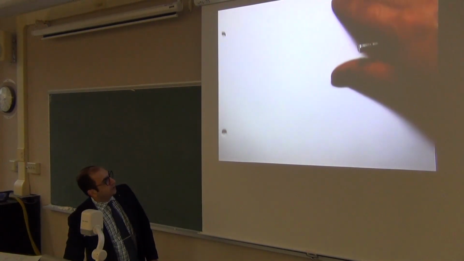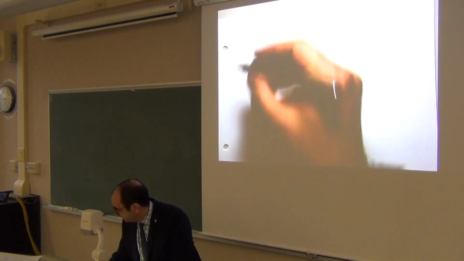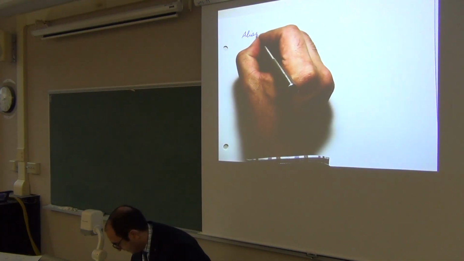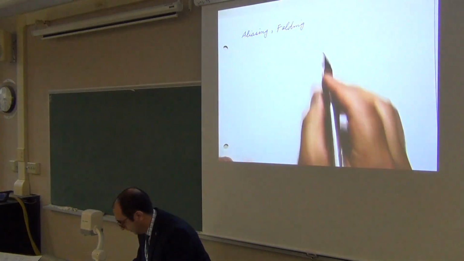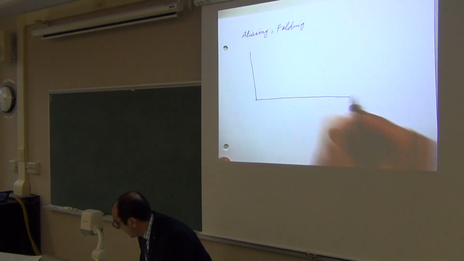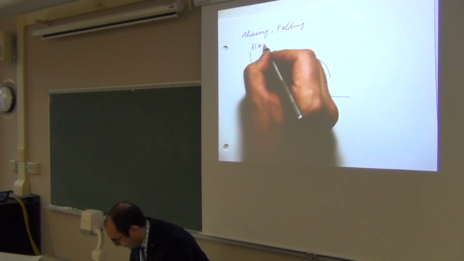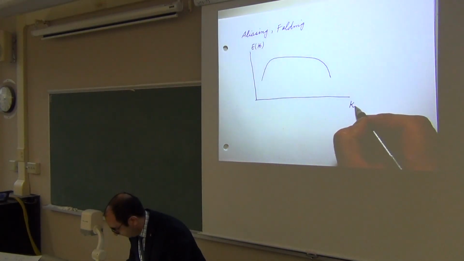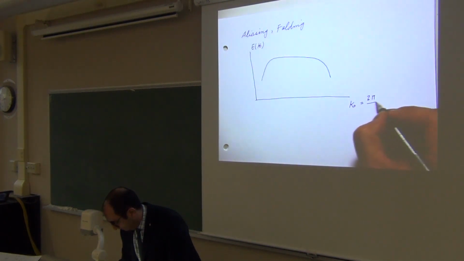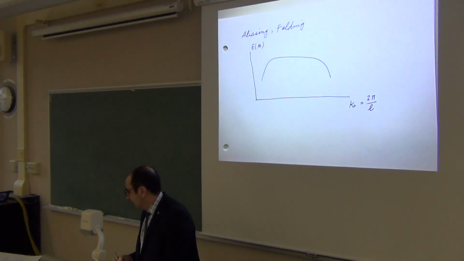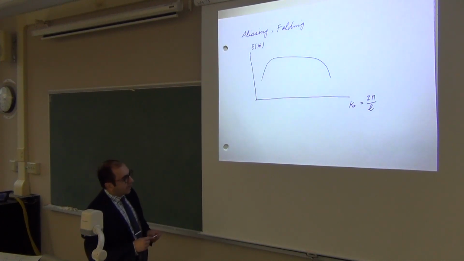About folding, I'll also show you a picture to describe folding. So aliasing or folding. When you do Fourier transform, in fact, you are calculating the energy spectrum function, because remember, you're going from time to frequency domain, and wave number is related to frequency. And this is the sort of spectrum you get.